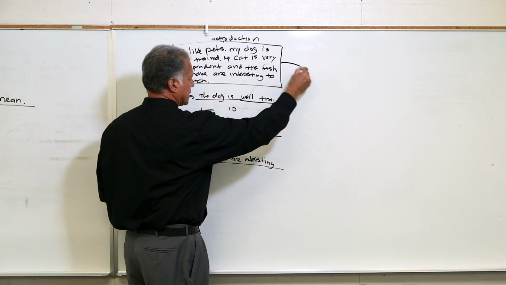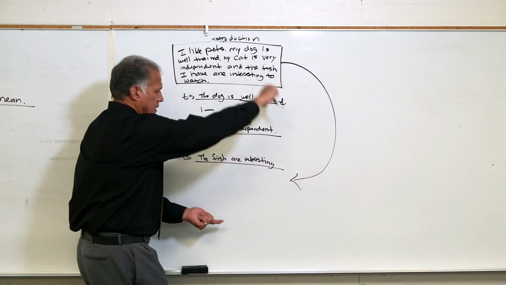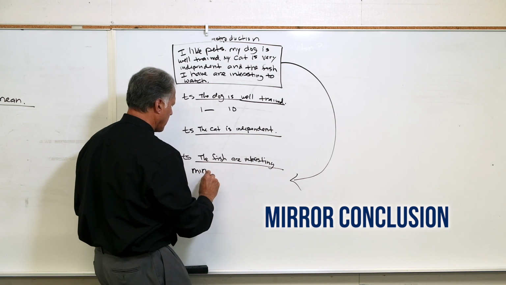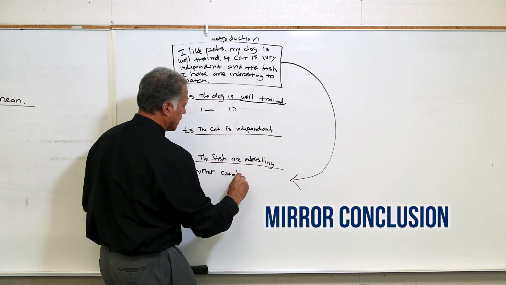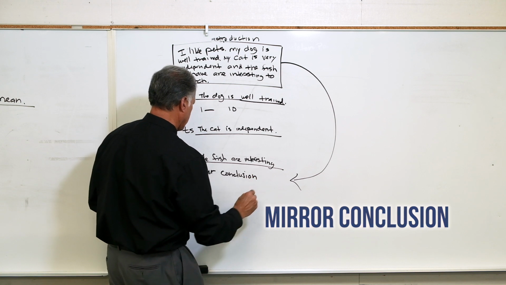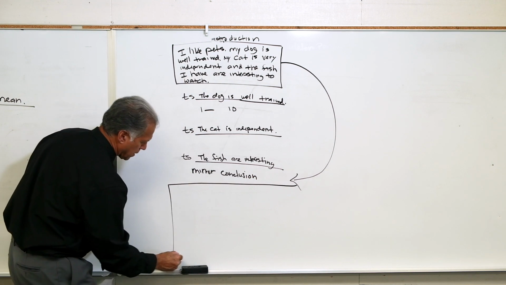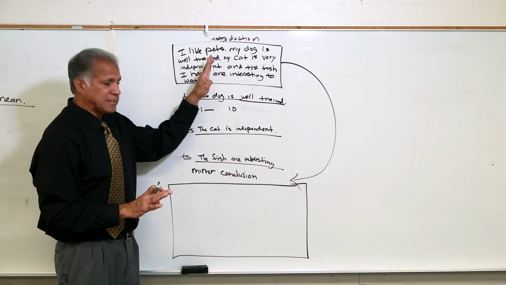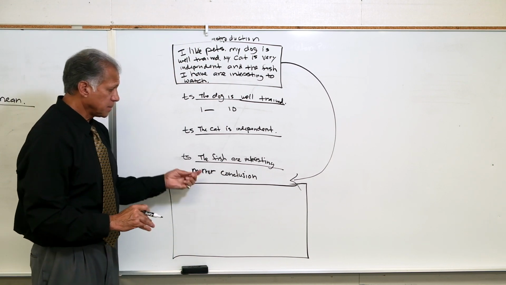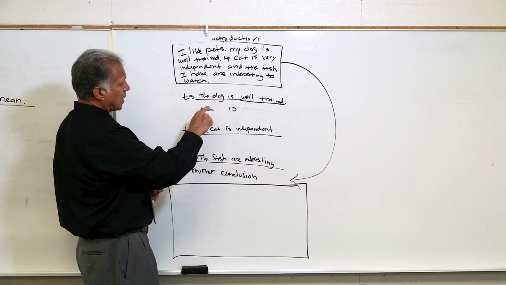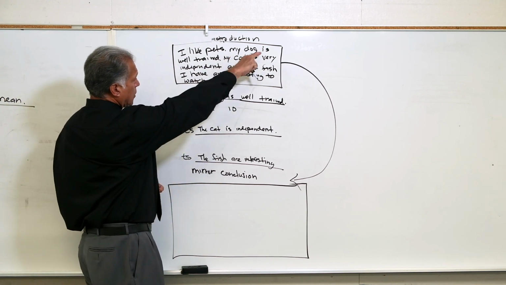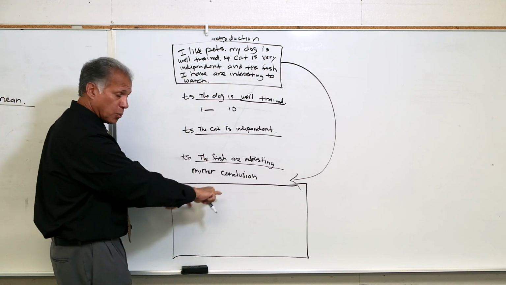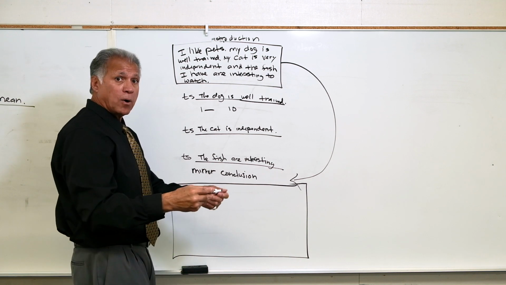Now we're going to take this, take it down and spin it around, and we call it a mirror conclusion. And it's taking this that we have already written and restating it. Remember, we're using the same order. The dog is well trained first, the cat is independent second, and the fish are interesting third. So we use the same order here. So now we're going to conclude.